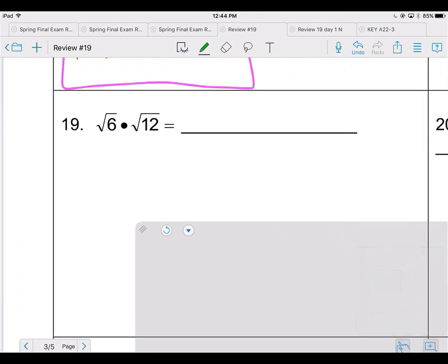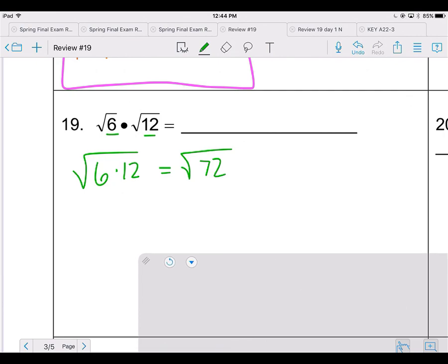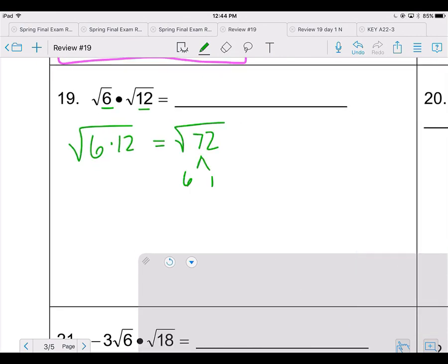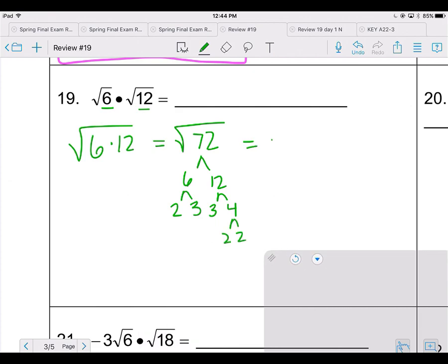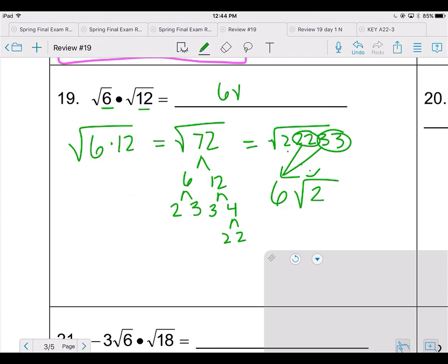Problem 19. 6 and 12 are both under the square roots, so we multiply them to get 72. We would have already plugged this into the calculator and seen that it does not work, so I must simplify by hand. Obviously, we just did 6 times 12 to get 72, so I can undo it with 6 and 12. 6 is 2 and 3, 12 is 3 and 4, 4 is 2 and 2. So we have 2, 2, 2, 3, and 3. So a set of 2's and a set of 3's can come outside to make 6. And then a 2 will stay inside.